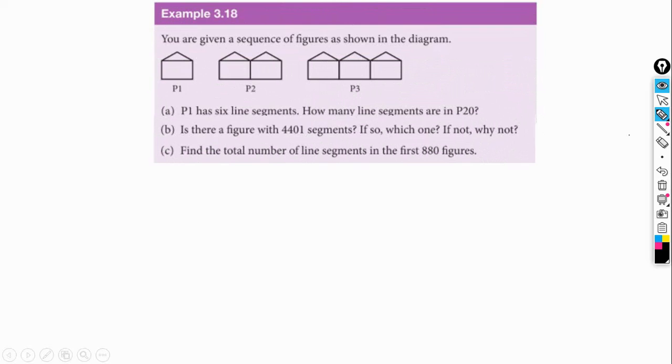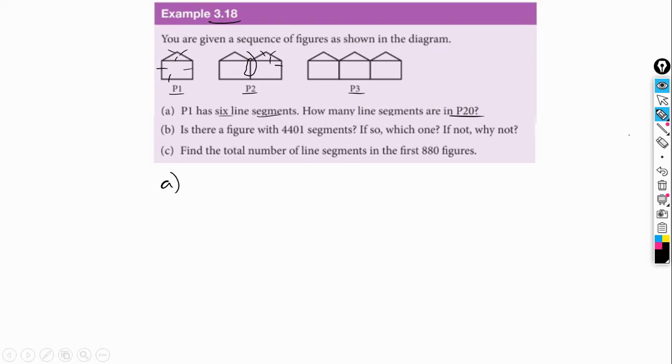So next we have example 3.18, and it says you are given a sequence of figures as shown in the diagram. So we have P1, which is like a house figure, and then P2 is two houses put together. P3 is three houses put together. So letter A, P1 has 6 line segments. As we can see here, 1, 2, 3, 4, 5, 6. How many line segments are in P20? So in P2, notice that they share this segment. So that means that we're really only going to add 5, right?